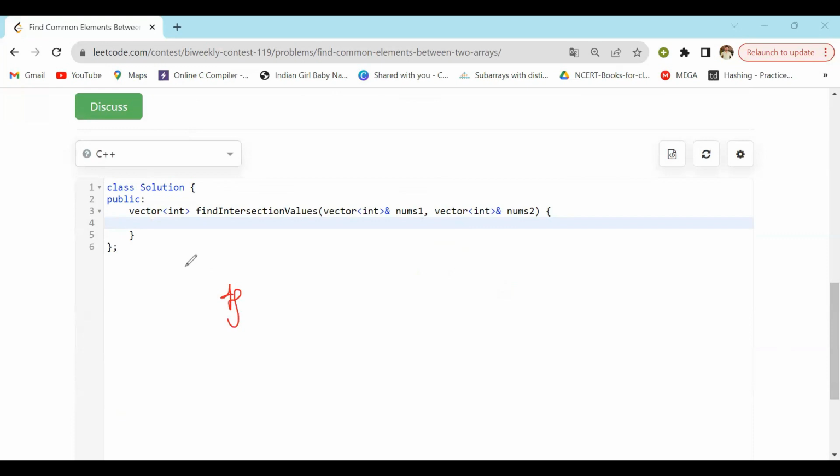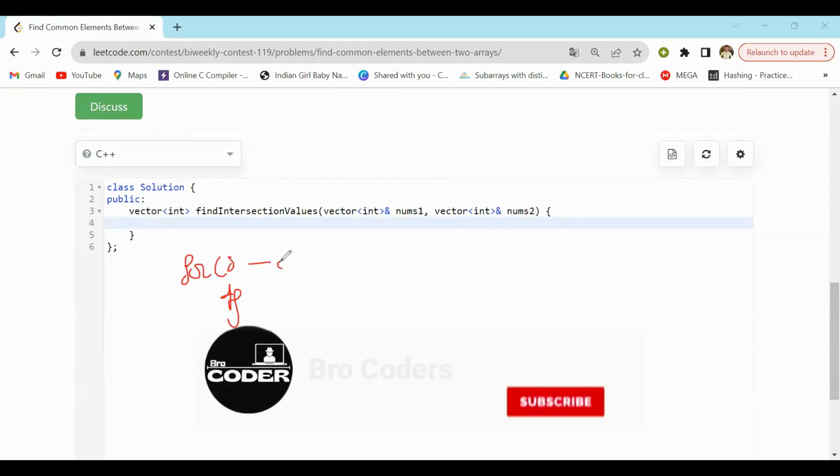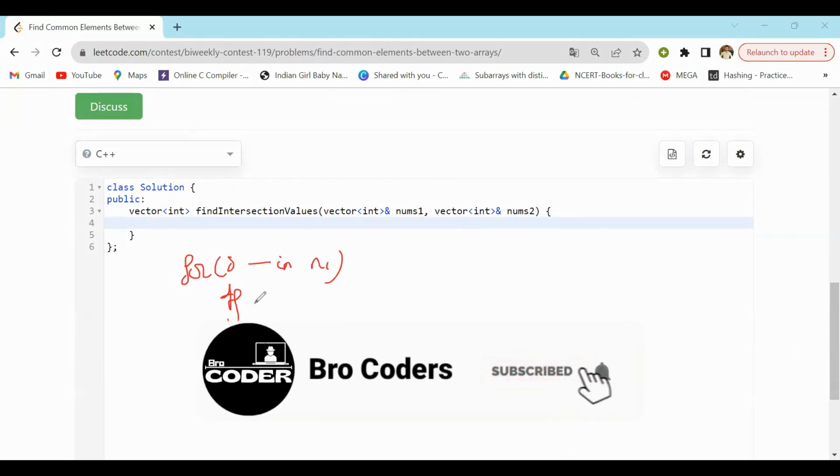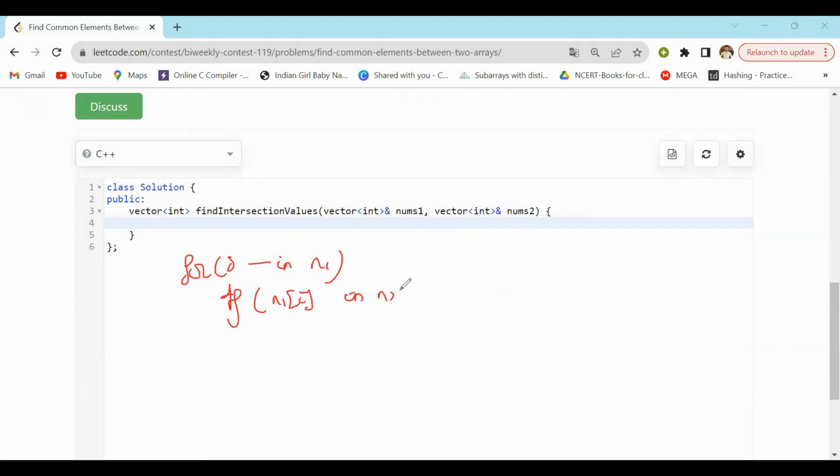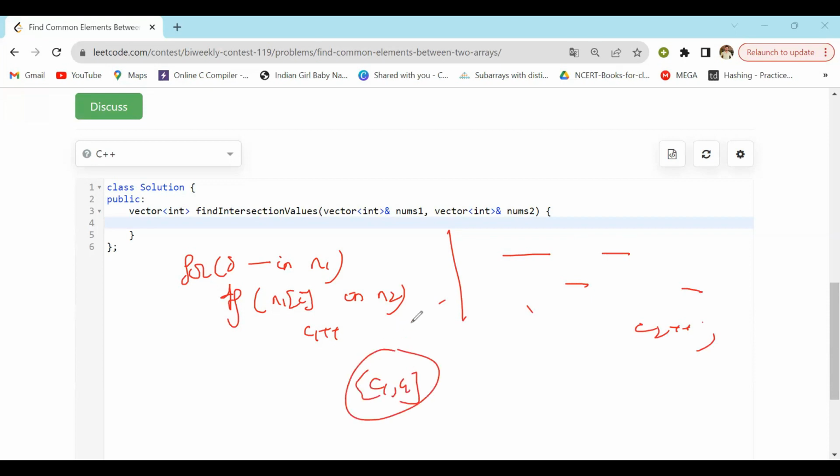You can iterate each array, right? If nums1 of i is in nums2, then you can increment the count, C1 plus plus, right? Similarly, you can do for the other part. For i in nums2, if nums2 of i is in nums1, then increment the count C2 plus plus, correct? Then you have to return what? C1 comma C2, an array. A basic code will work here.